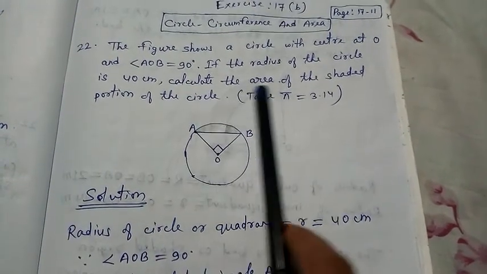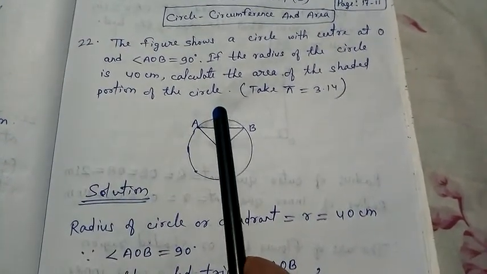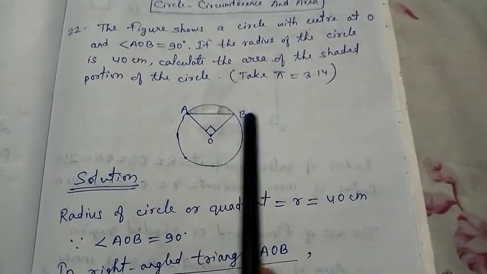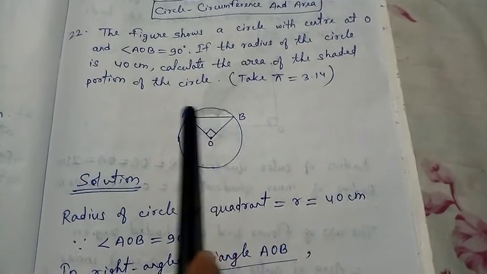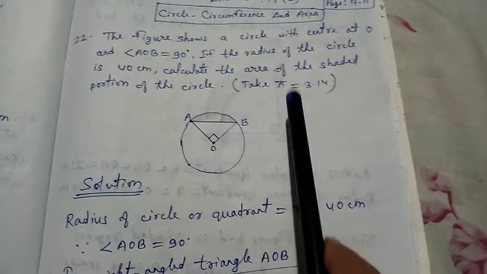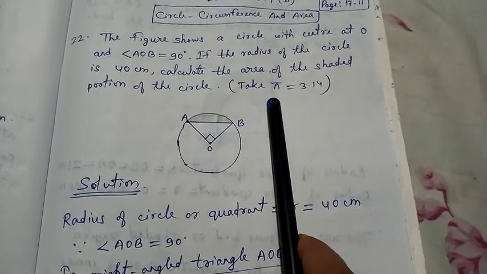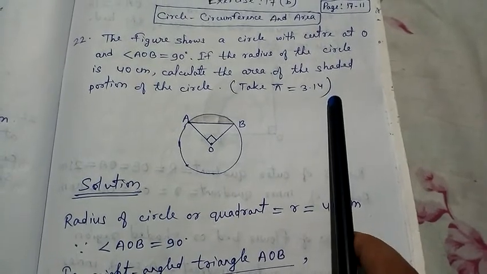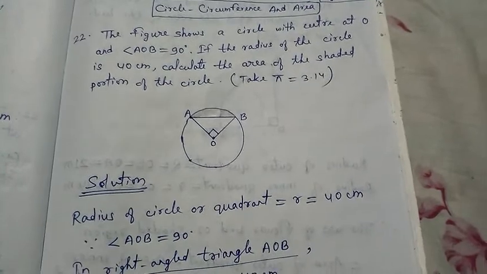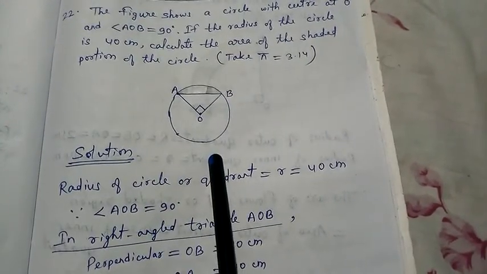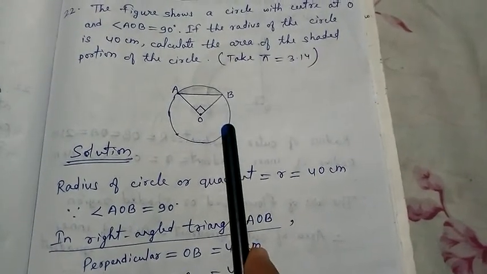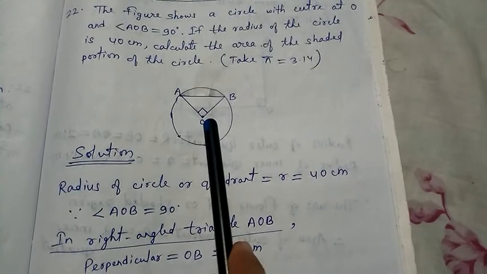Now calculate the area of shaded portion of the circle. So you have to find the area of only the shaded portion, not the whole figure, only the shaded portion. You can see a little bit on the top here, it is shaded. So pi value here, as per the demand of the question, 3.14 we have to take, not 22 by 7, this time 3.14. So you can see it is a very technical question, but it's tricky and logical, but you have to think in a very positive way, then the answer is very easy.